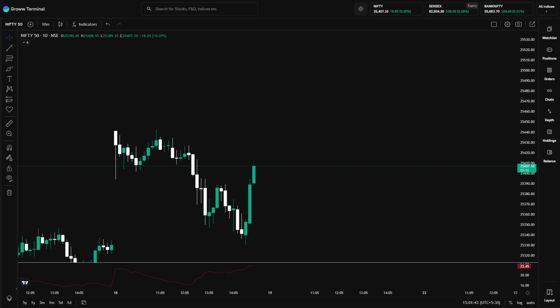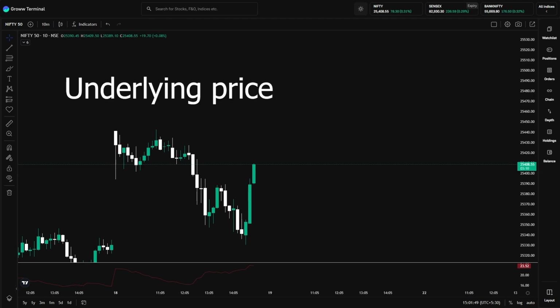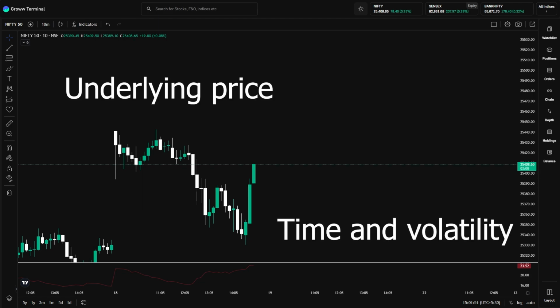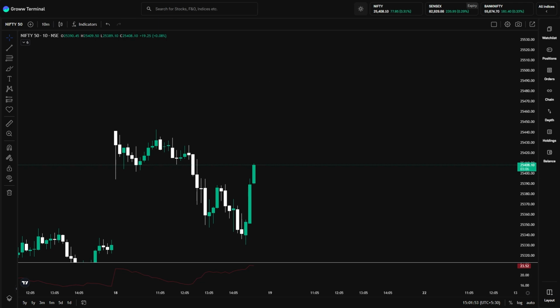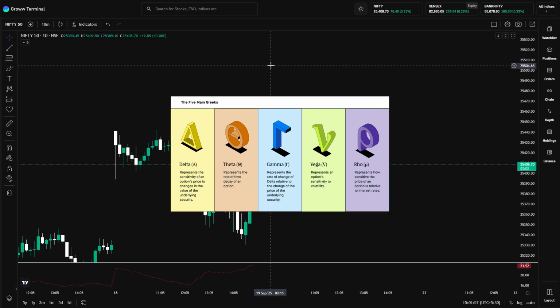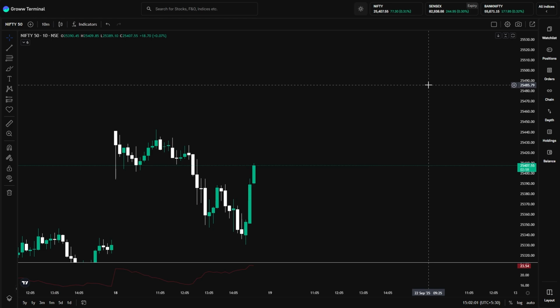Option prices change constantly, but these prices aren't random. They are influenced by factors like the underlying price, the time, and the volatility. To understand and anticipate these changes, traders use five key metrics called the Greeks: delta, gamma, theta, vega, and rho. And today we'll break them down in an easy way.